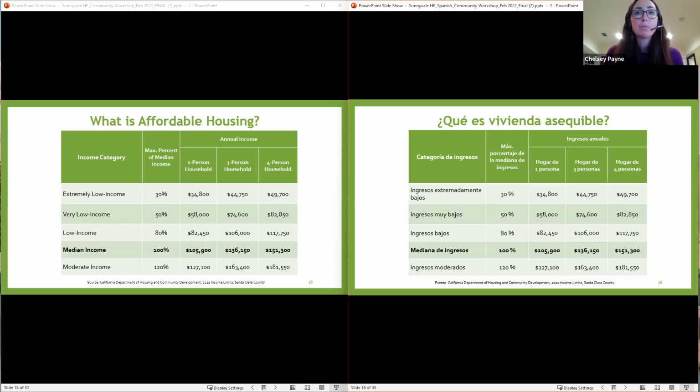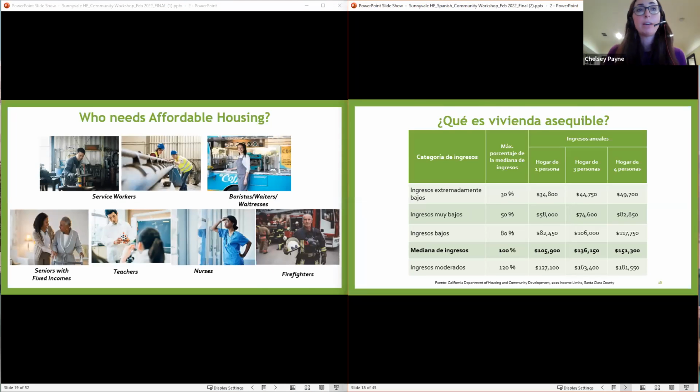A 3-person household earning about $75,000 is considered very low income and can afford to pay about $1,800 a month for housing. Next slide, please. So who needs affordable housing?